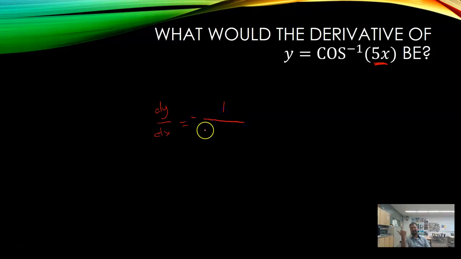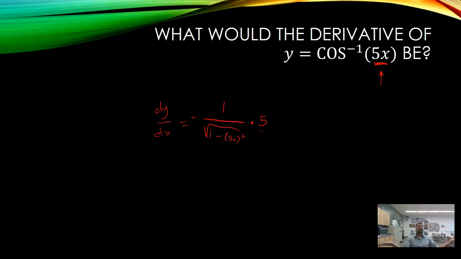So I go -1 over the square root of 1 minus, and instead of putting x, and this is very similar to how it worked when we had trig functions, what I put in its place is whatever the inside function is. So in this case, that would be 5x. So I'd go 1 minus 5x squared. Then I would multiply by the derivative of 5x, which is just 5.